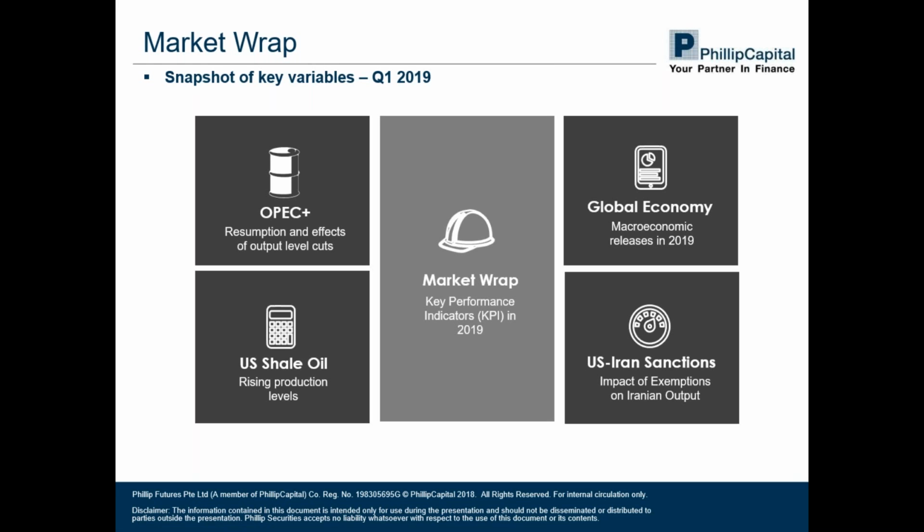Key countries to zoom in on will be Saudi Arabia, Russia, Iraq, Iran, UAE, and Venezuela. Next is US shale oil rising production levels. This is going to break 12 million by this year, and there's a risk it will jump exponentially. We also want to pay attention to this, as it might offset the positive effects of OPEC Plus. Then global economic releases, which you might use as a gauge for potential weakness.